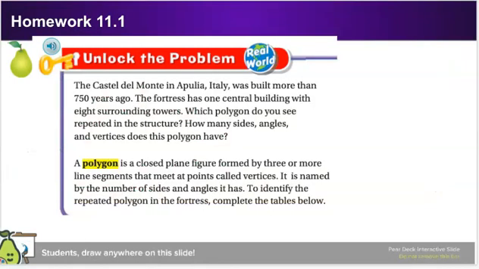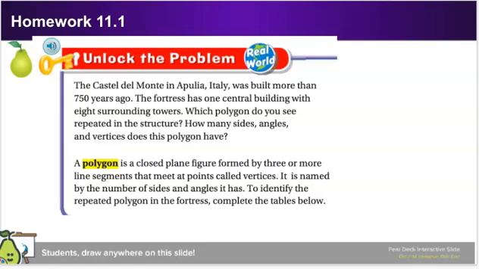All right, so first we have a problem because we're not only learning about shapes, but how these shapes and what we learn about them fit into real world problems. The Castle del Monte in Apulia, Italy, was built more than 750 years ago. The fortress has one central building with 8 surrounding towers. What polygon do you see repeated in this structure, and how many sides, angles, and vertices does this polygon have? We're going to look at it in a second.